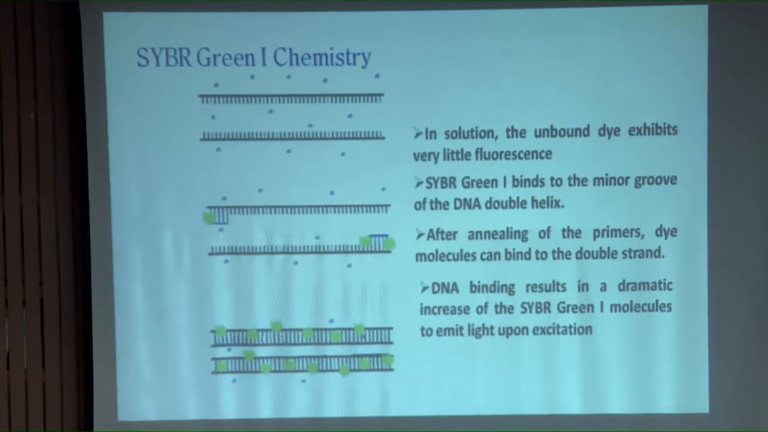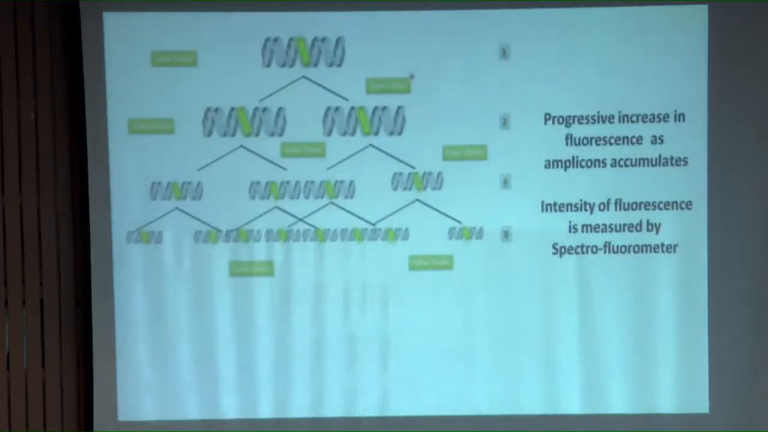So when the double stranded DNA is converted into 2 single stranded, then again it is converted into 2 double stranded, the dye which is unbound in the solution is going to come and attach with the minor groove, right? And as and when the cycle progresses, there is a progressive accumulation of SYBR Green, right? The progressive increase in the fluorescence as amplicon accumulates, right? And intensity of fluorescence is measured by spectrofluorimeter.